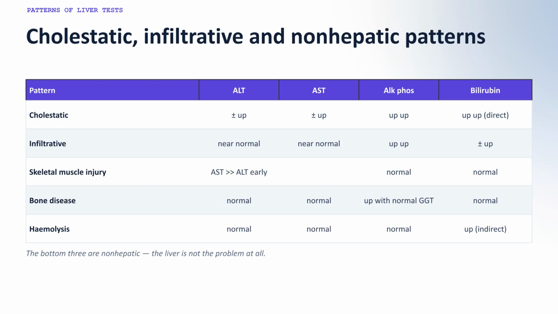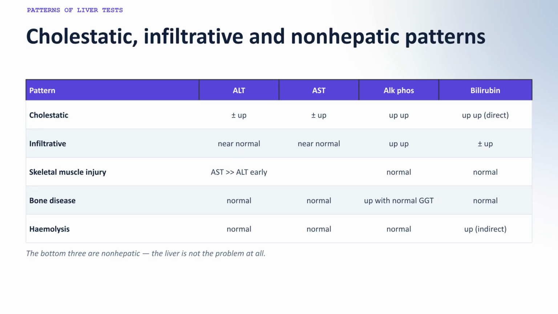And here is the rest of the table. The cholestatic pattern raises alkaline phosphatase and direct bilirubin markedly, with aminotransferases only mildly up. The infiltrative pattern raises alkaline phosphatase, with near-normal aminotransferases and near-normal bilirubin. That combination is the fingerprint of something occupying space in the liver.